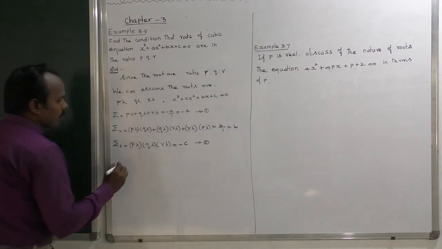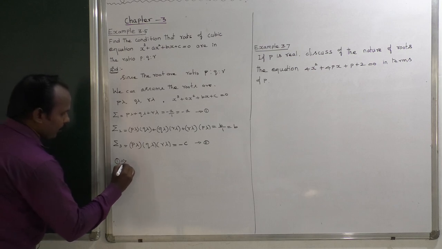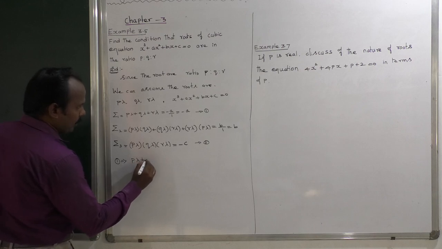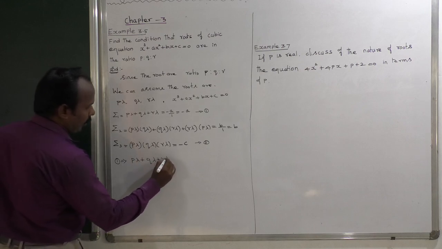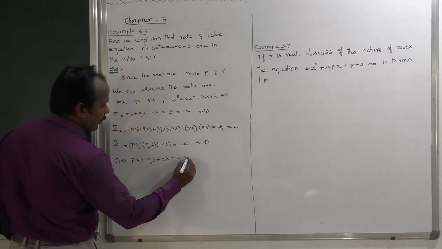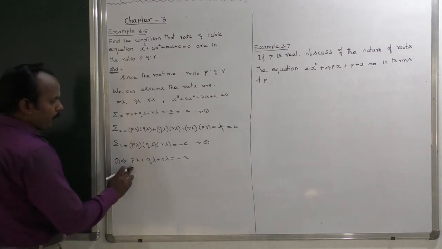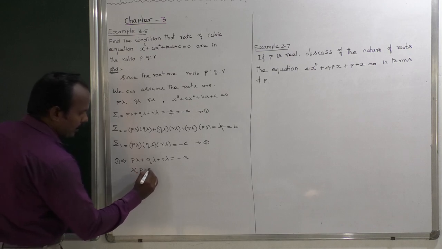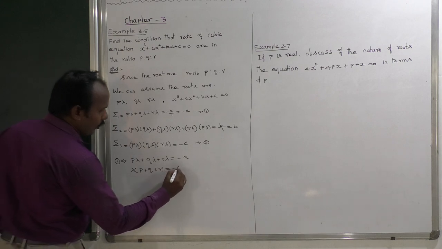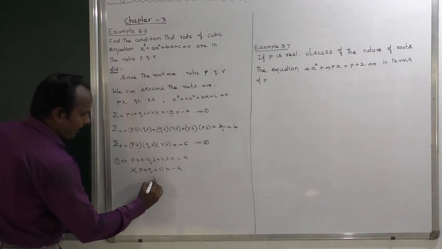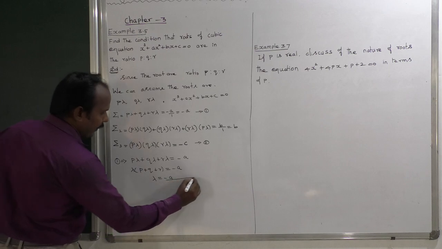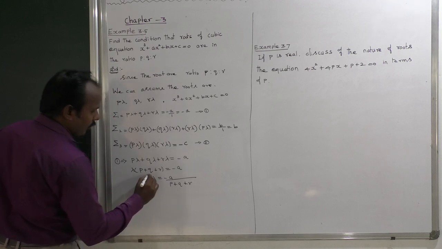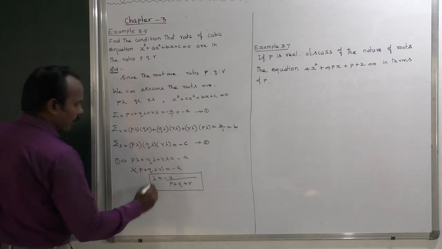Using equation number 1, p lambda plus q lambda plus r lambda is equal to minus a. Taking the common lambda outside, lambda times p plus q plus r is equal to minus a. So lambda is equal to minus a divided by p plus q plus r. This is the first lambda value.